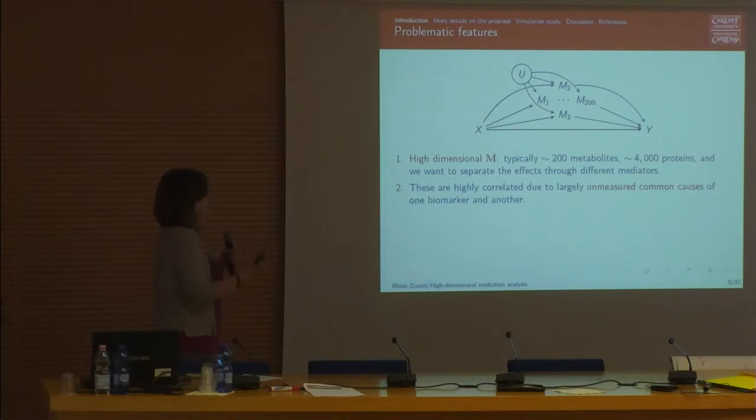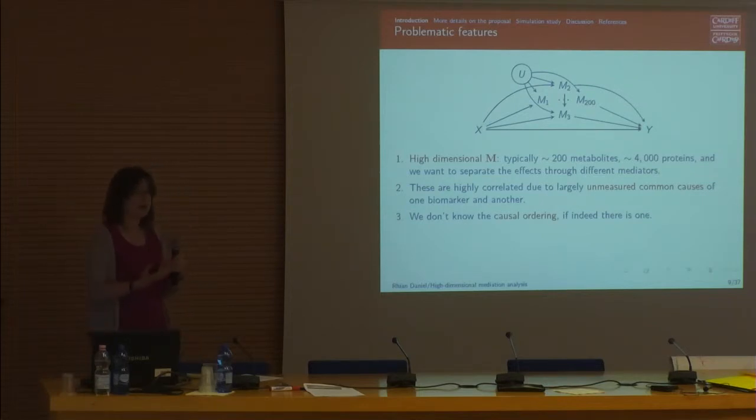These biomarkers are almost certainly going to be highly correlated due to unmeasured common causes of these biomarkers that we won't know what many of them are. So that's what I'm showing by this set of unmeasured things, we don't even know what they are here, that are common causes of this block of biomarkers. We typically won't know the causal ordering between the mediators, the biomarkers, if there is one at all.